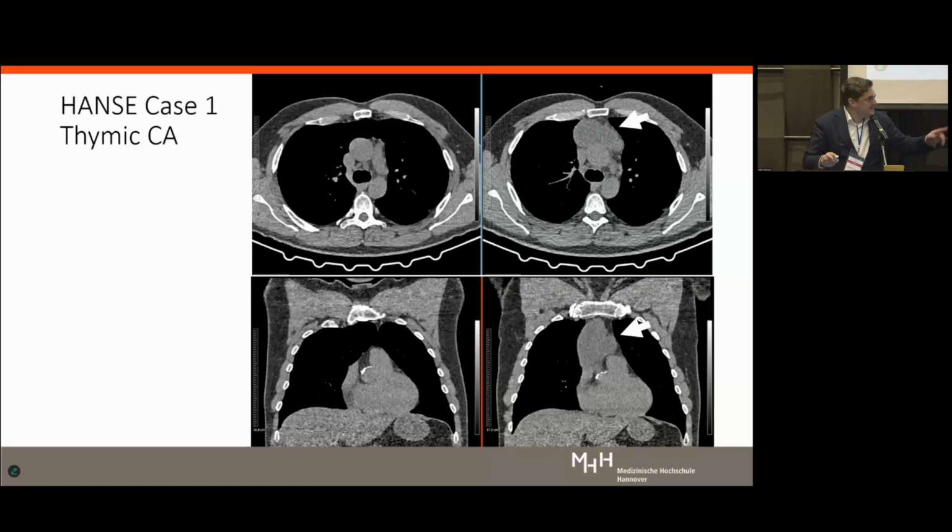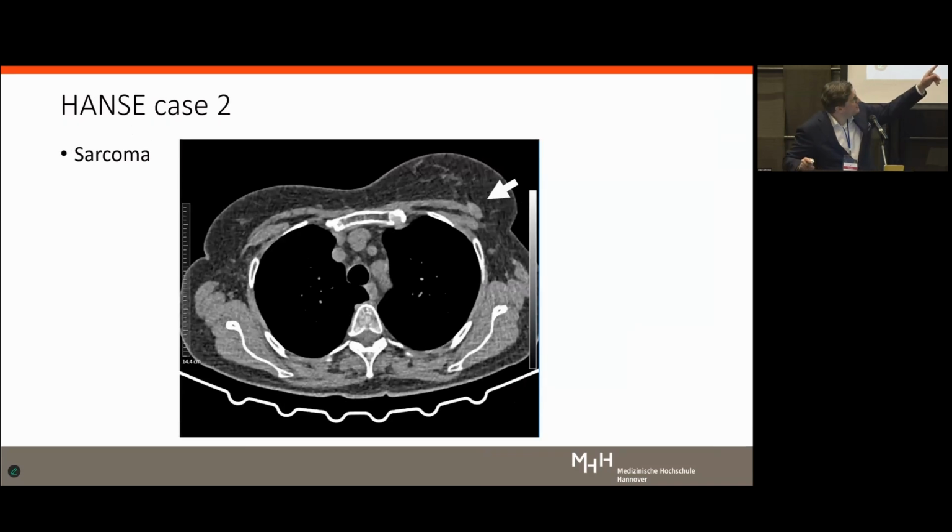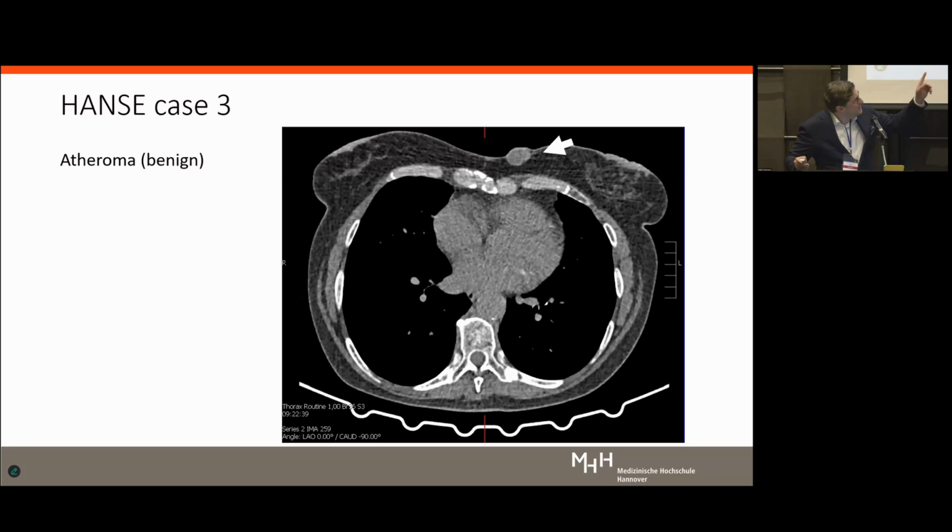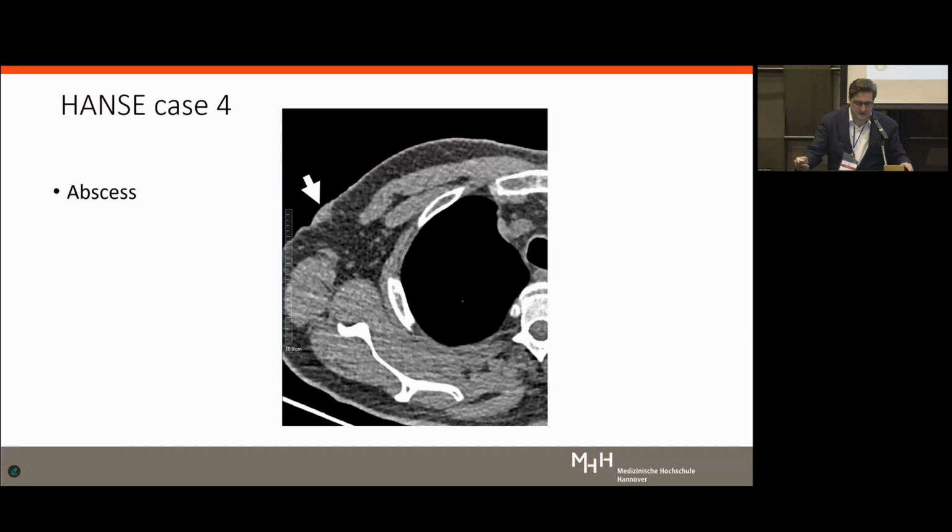Here in baseline on the right, you see a large mediastinal mass, and it was resected, and it was thymic carcinoma. Here you see a nodule in the breast. Patient had breast cancer. It was a radiation-induced sarcoma after radiation therapy of breast cancer. This one here, we didn't know what to make of it, it was prominent, but we had to look it up. It was an atheroma, so it was benign. This one is skin thickening there in the axilla. It was an abscess, which was drained, but it's benign, right?